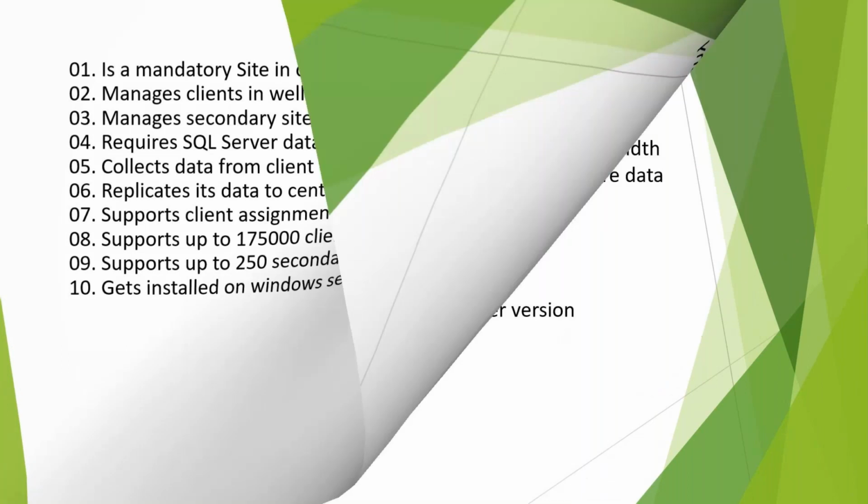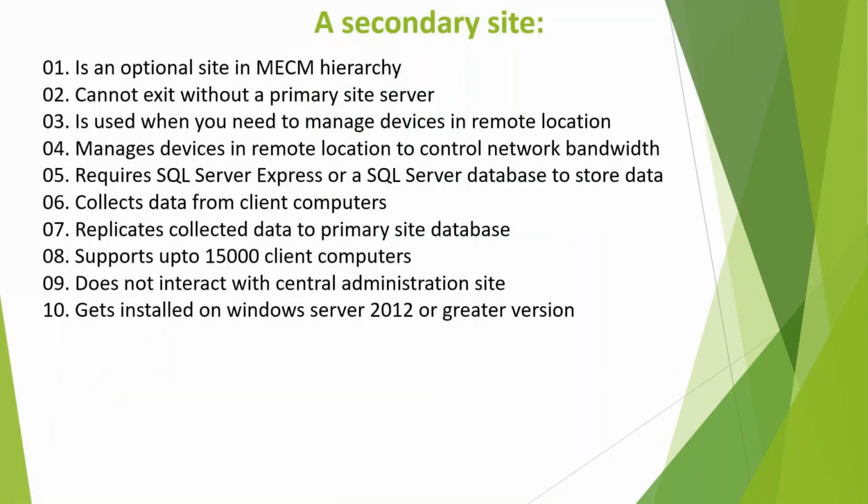Now then you have the secondary site server. Secondary, I told you, is for branch offices. If you don't have a branch office, you don't install secondary. Suppose there is only one location without any branch office, then we don't need any secondary site server. Secondary comes into the picture when you have devices in a remote location to manage. So it is an optional site server.